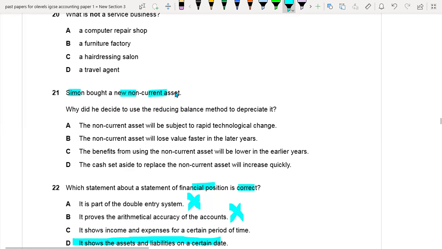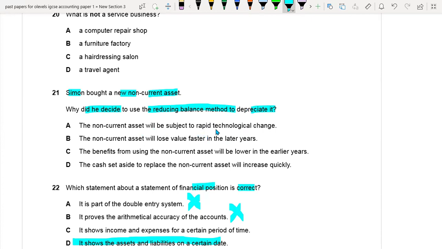Simon bought a new non-current asset. Why did he decide to use the reducing balance method to depreciate it? First of all, you should know that RBM is only useful for technological non-current assets. Most of the time, RBM is used for machinery and vehicles. We know that vehicles and machinery are basically technological products. And why are we using RBM for that? Because our non-current asset may be facing very rapid technological change.